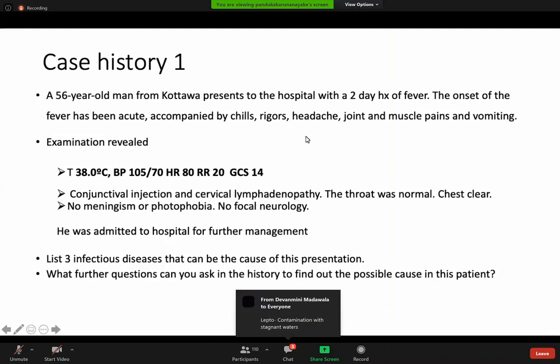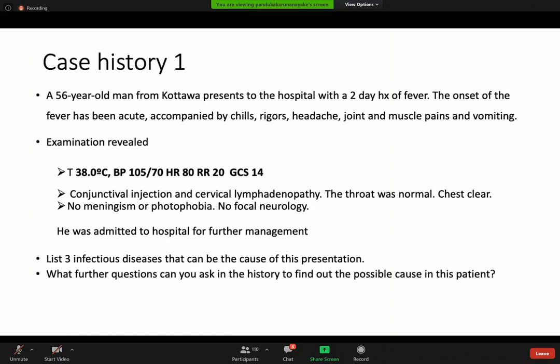Occupation for leptospirosis. So probably you are going to ask about occupations like being a farmer and so on. You need to tell us what occupations you had in mind also. Somebody says contamination with stagnant water, so exposure to stagnant water. I explained that to you in the leptospirosis lecture to some extent. So you can ask about occupational and environmental exposures to stagnant waters in the case of leptospirosis.